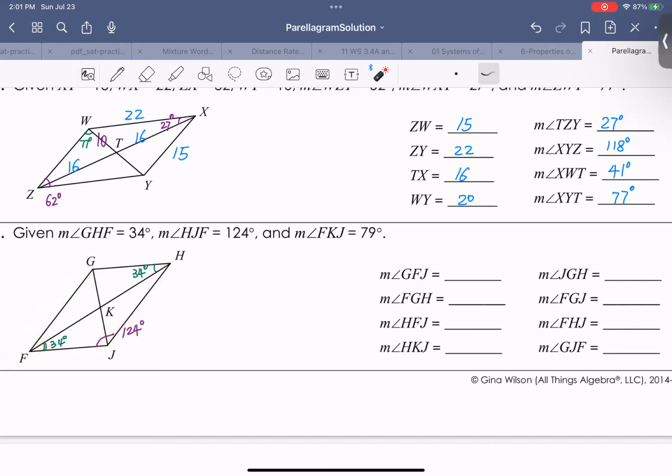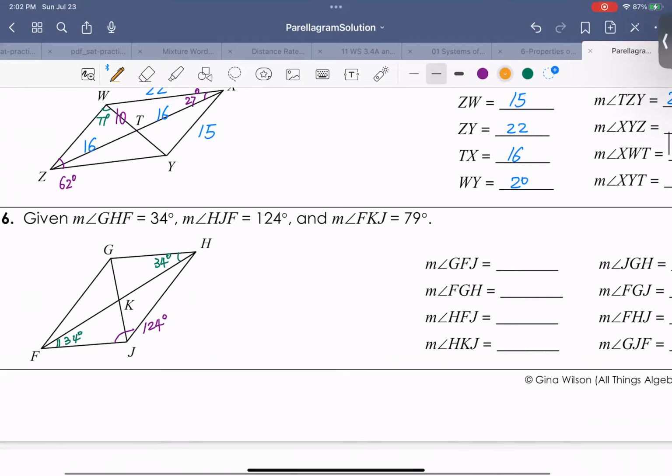What's this angle? How much will be here? 180 minus 124 becomes 56. Very good. This is 56. This is 56. This is 34. How much is this small angle? 22. This angle is going to be 22.